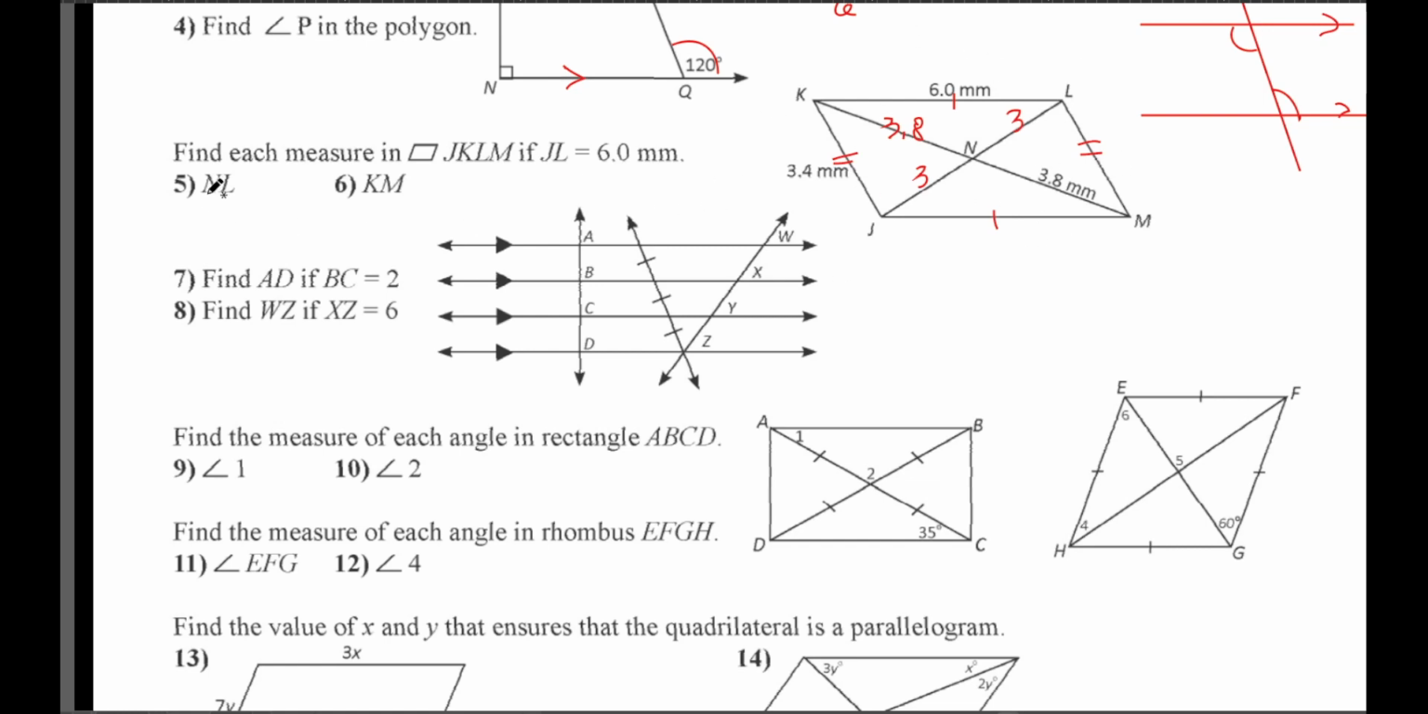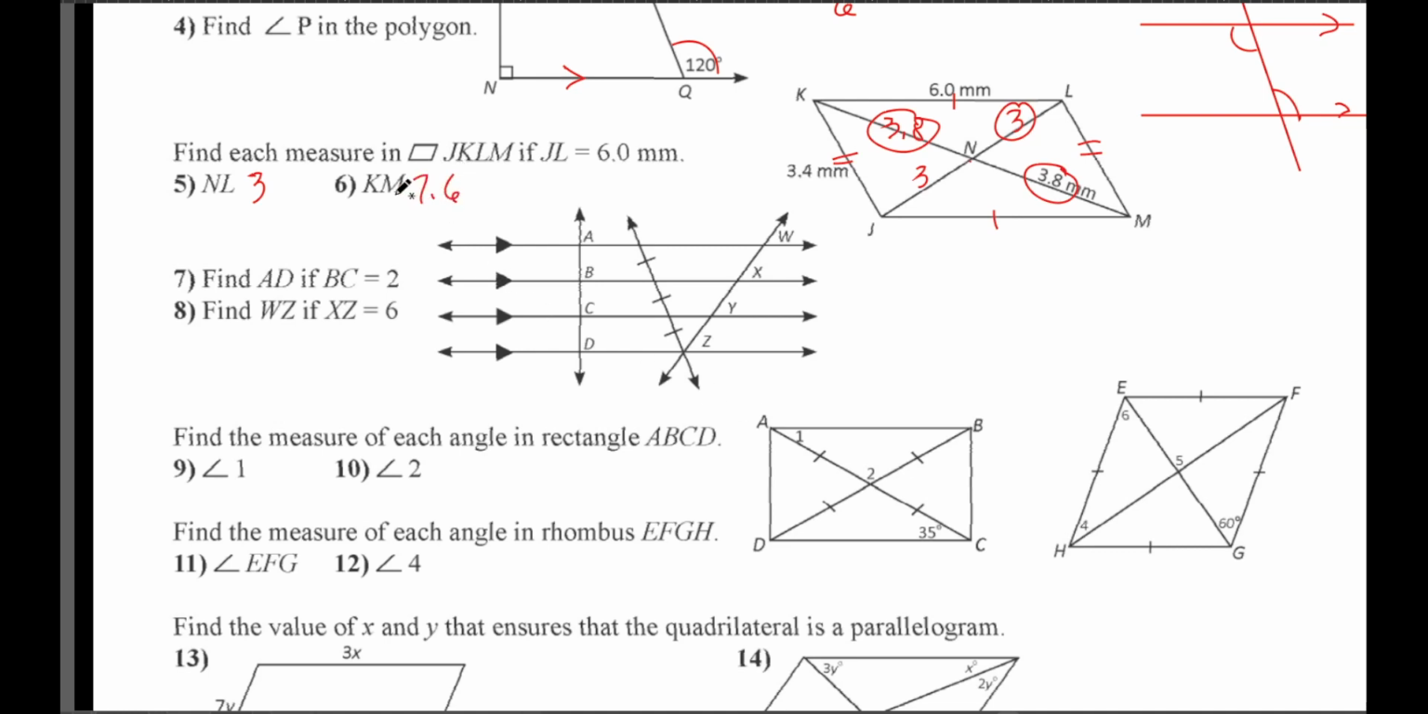So let's see what they asked for. They asked for NL. Where's NL? From there to there. We already found it, didn't we? It's 3. So NL is 3. What's KM? There's K, there's M. Look, KM is this little part plus this little part right here. All right? You just add them up. Can you do that in your head? 7.6, that's right. So that's 7.6. That's how you do it.